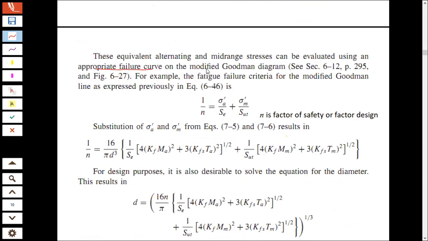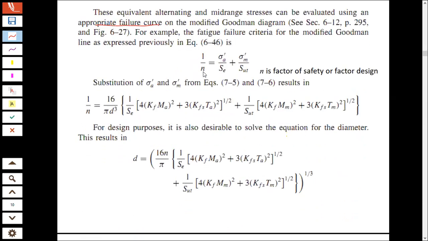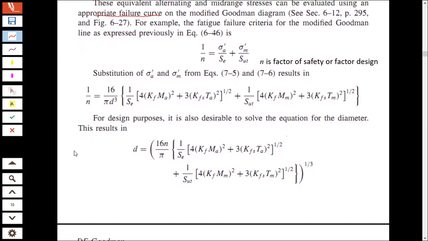Okay, so any of these failure theories can be used. For example, the modified Goodman or D-elliptic, or whichever you want to use. Let's just take one example right now. If you are using the modified Goodman theory, what do we want to do over here? We are going to design a shaft.